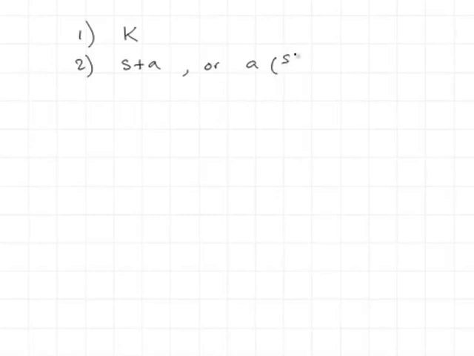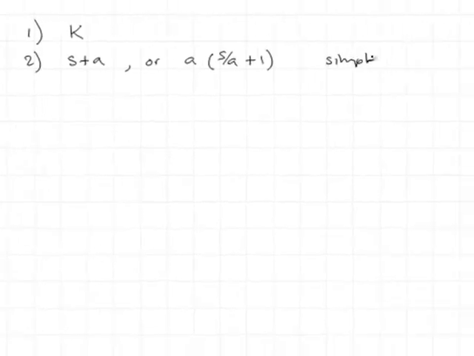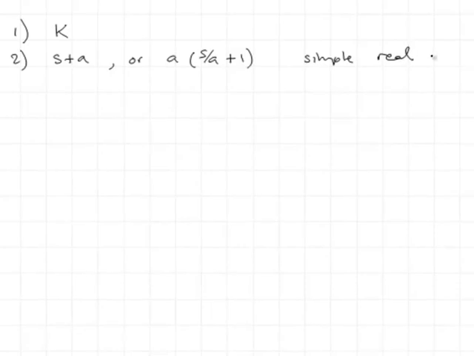We're now ready to look at the three different types of terms that would be involved in a transfer function's numerator or denominator. The first term is a constant term k. The second term is a simple real root, I should say, s plus a, or as we'll see, we'll write it as a times s over a plus 1. So this is a simple real root.